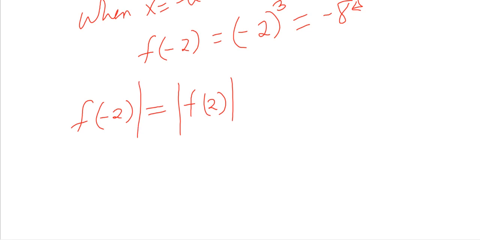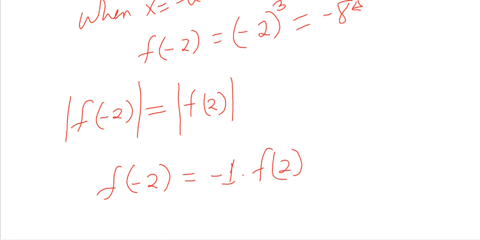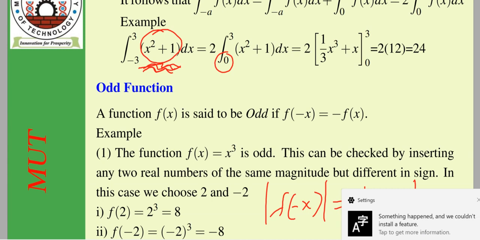In magnitude, they are both 8, but the sign is not the same. The sign is reversed. So we can write, in particular, f of minus 2 is the same as minus 1 times f of 2. If a function has this kind of property, then we call it an odd function.